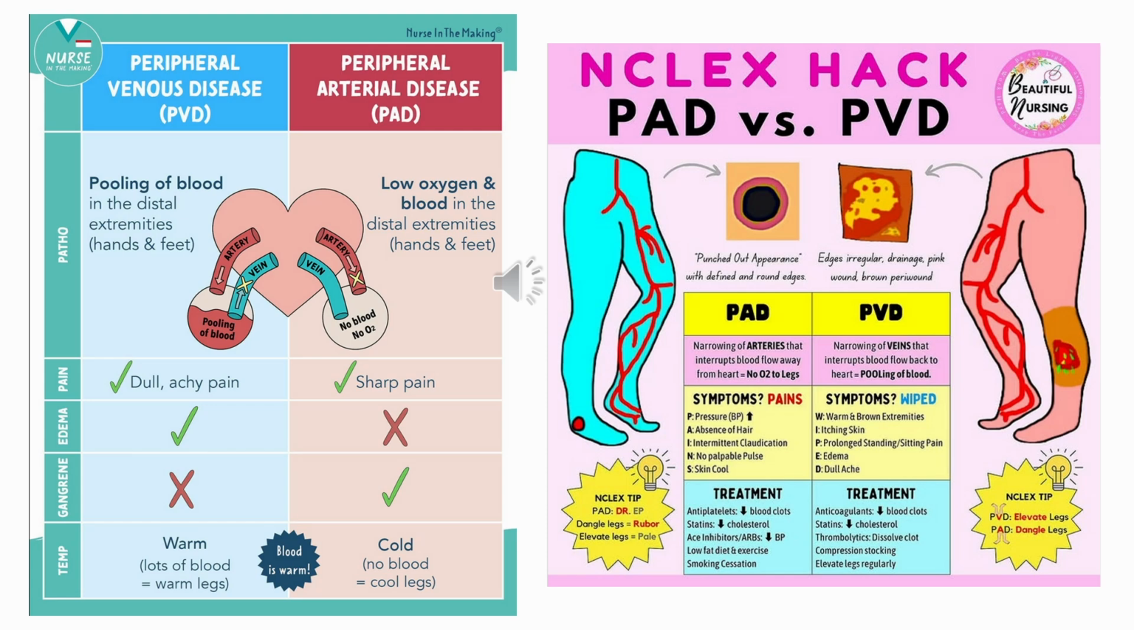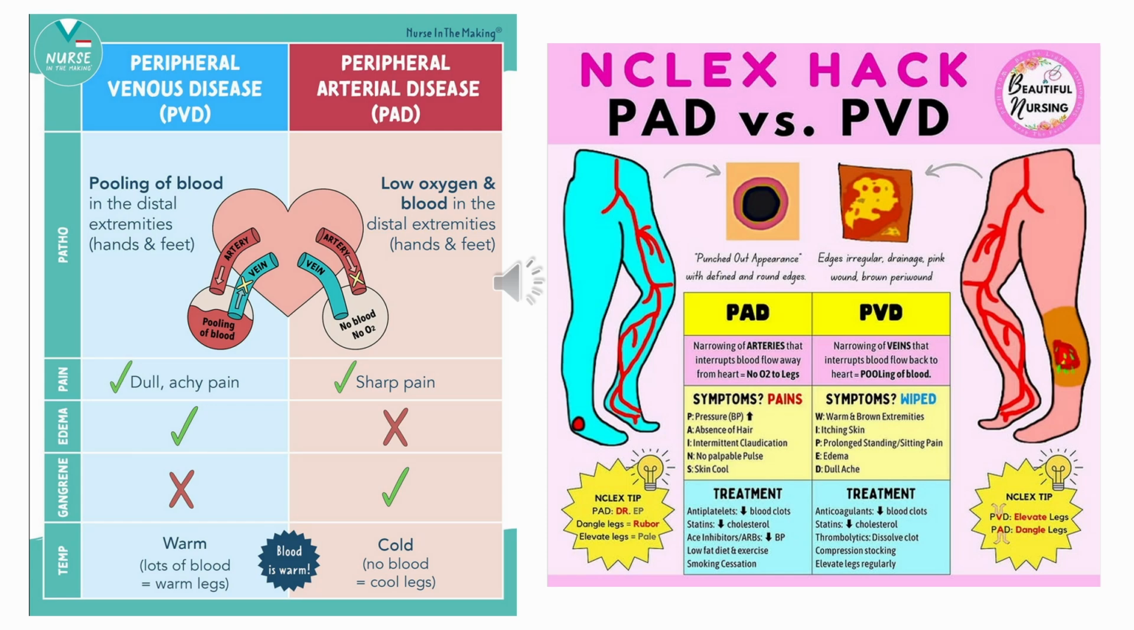So starting with PAD. PAD patients often experience sharp pain, particularly that intermittent claudication, which is cramping or pain during activity that's due to reduced blood flow. They can also have cool skin, absent or weak pulses, a pale or bluish appearance in the extremities, and hair loss on the affected limb. Ulcers that are caused by peripheral arterial disease typically have a punched out appearance with very defined and round edges and occur most often on pressure points like on the toes or on the heels, and gangrene is a very possible complication.